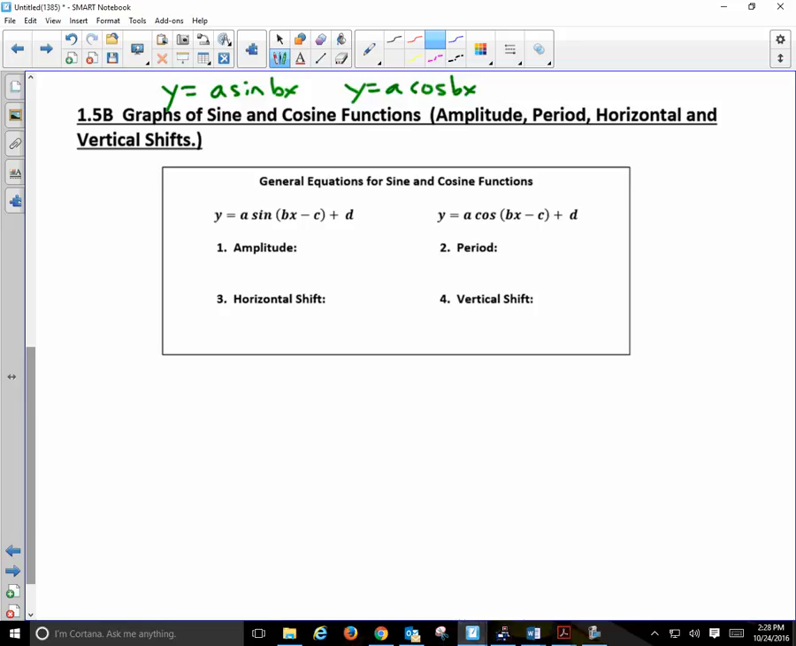Now the amplitude is still the absolute value of a. That always stays the same. On the test, everybody can identify the amplitude. You just have to take the absolute value of the front number. The period, you take 2 pi and divide it by b. So whatever the number in front of x is, you take 2 pi and divide it by that. The vertical shift is just d. So whatever number is on the end, that's your vertical shift.